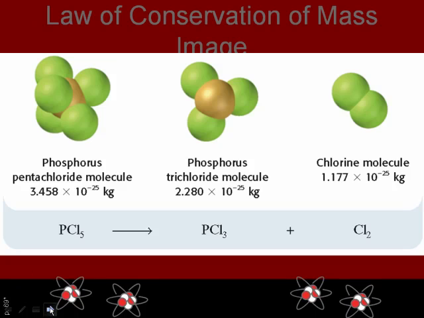So let's look at some images. So in this image, we have phosphorus pentachloride, and the green circles are representing chlorine, and the gold one is representing phosphorus. This decomposes into a phosphorus trichloride molecule and a chlorine molecule. Again, if you look, the number of gold circles on both the reactant and product side are equal. And if we look at the number of green circles, which are representing chlorine, we would see that there are 5 chlorines on both the reactant and product side.